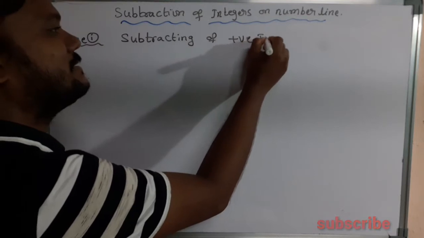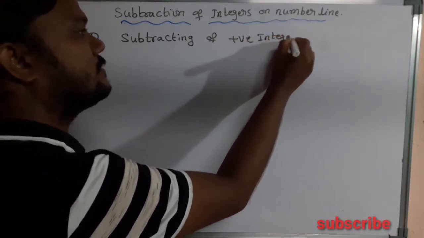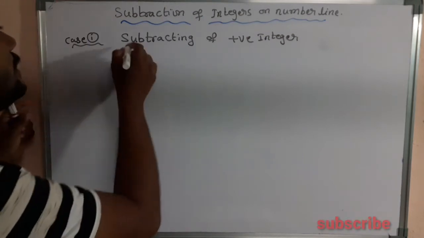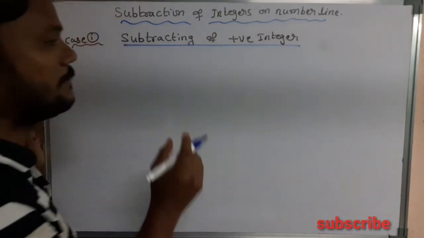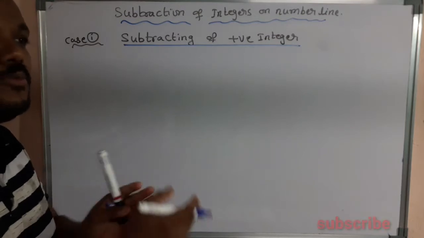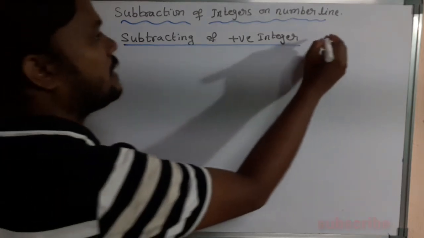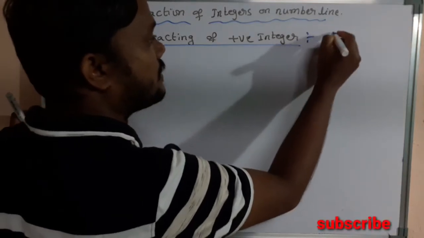Positive integer. Subtracting a positive integer on the number line. To subtract a positive integer on the number line, every time we need to move towards the left from the first number.